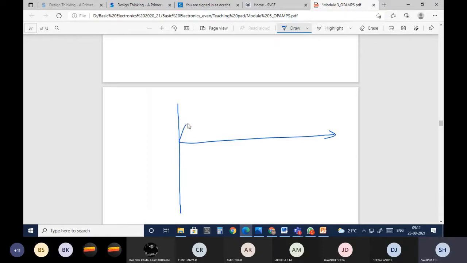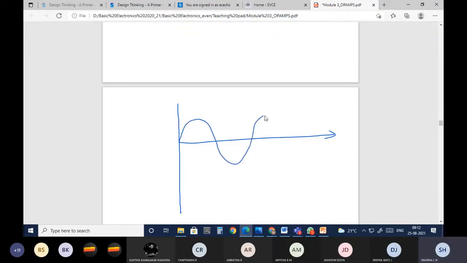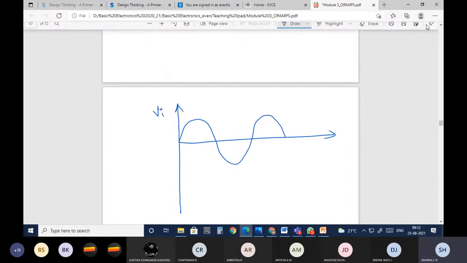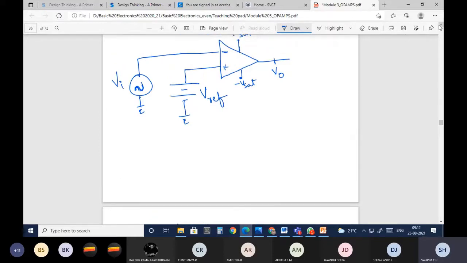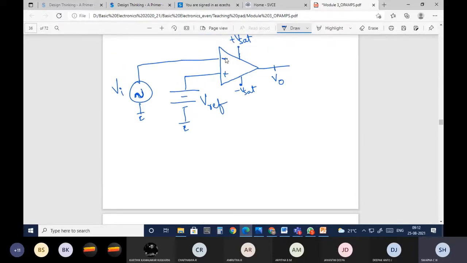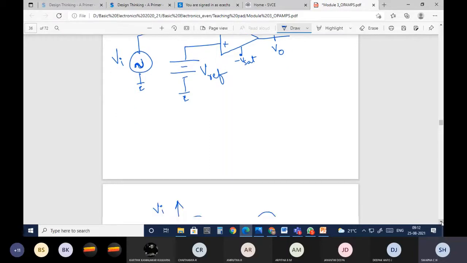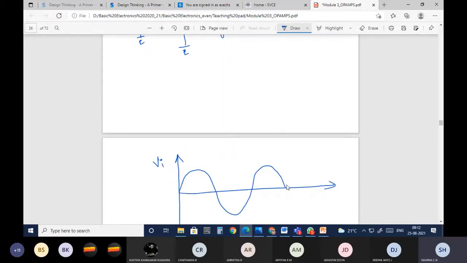Input signal. I am giving the sinusoidal signal. This is my input, VI. And if you just observe, VI is given to the inverting terminal. This complete sinusoidal signal, whatever I have drawn here, is given to the inverting terminal.